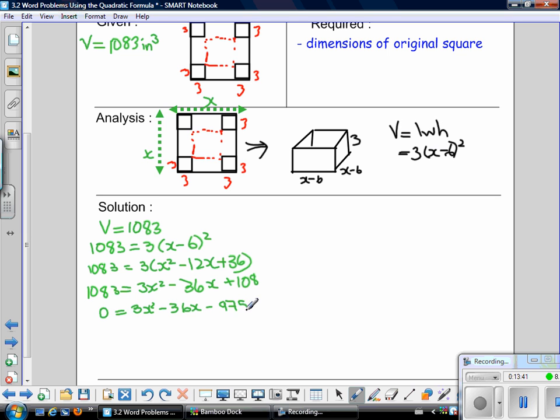Now what we need to do with that is we can use the quadratic formula. Now you can see that each one of those terms is divisible by 3, so we could actually divide everything by 3 to make our numbers a little bit smaller. Now the reason we can divide by 3 is we have 0 on this side. Otherwise you can't do that. So we end up with x squared minus 12x minus 325.